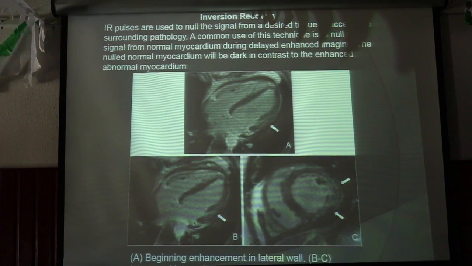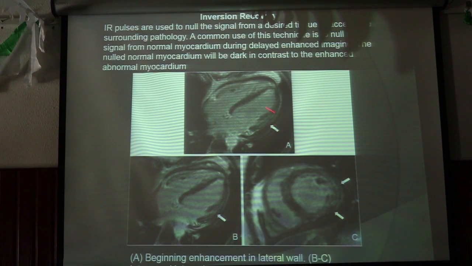Then we have the inversion recovery. The inversion recovery is used to null signal from the undesired area and accentuate the pathology. It's usually used in delayed enhanced MRI imaging to null the normal signal from the normal myocardium and accentuate the abnormal myocardium. Usually, it's a very good sequence for evaluation of MI.